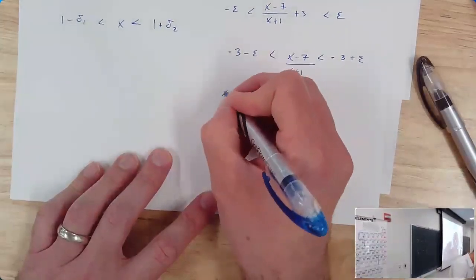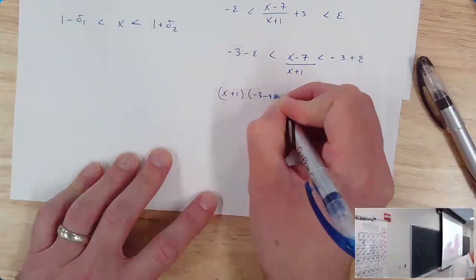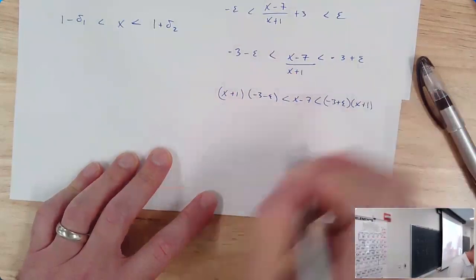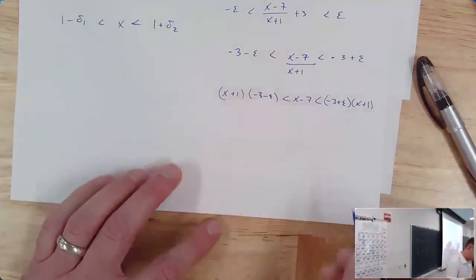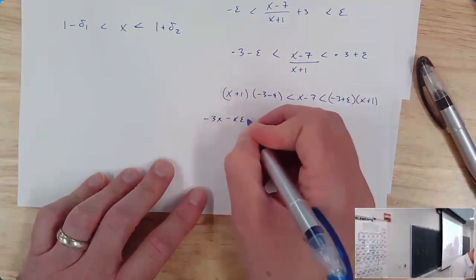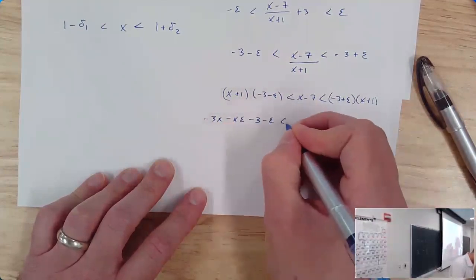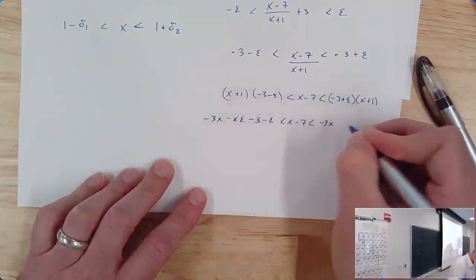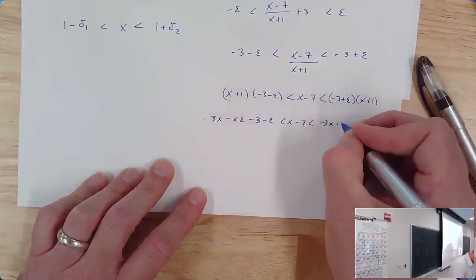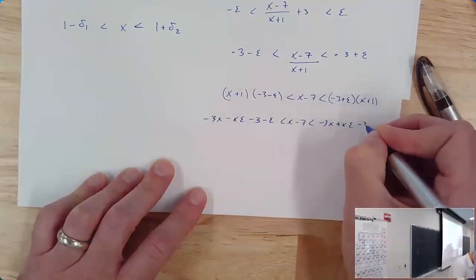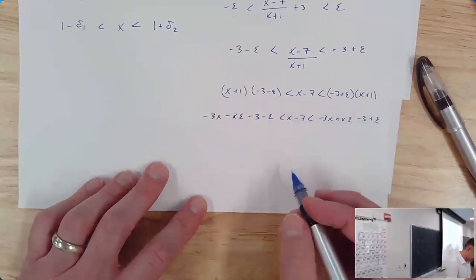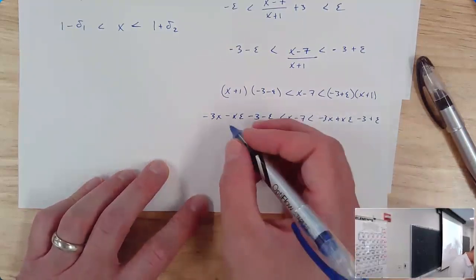It does get messy. We multiply everything by x plus 1, and then we have to distribute. It gets real gross here. So we have negative 3x minus x epsilon minus 3 minus epsilon less than x minus 7 less than negative 3x plus x epsilon minus 3 plus epsilon. And then we collect, so I would add 3x to everything and add 7 to everything.